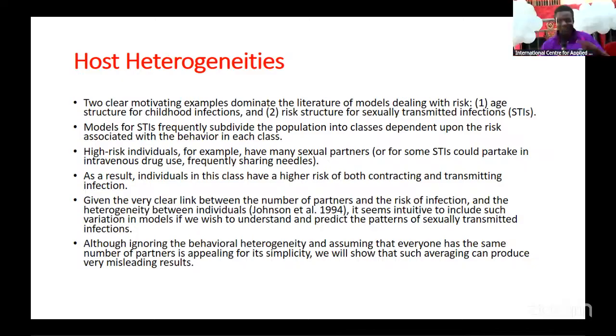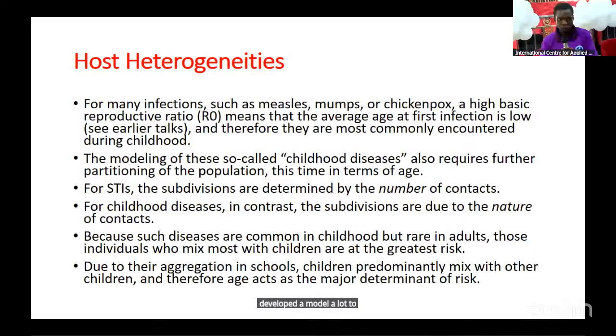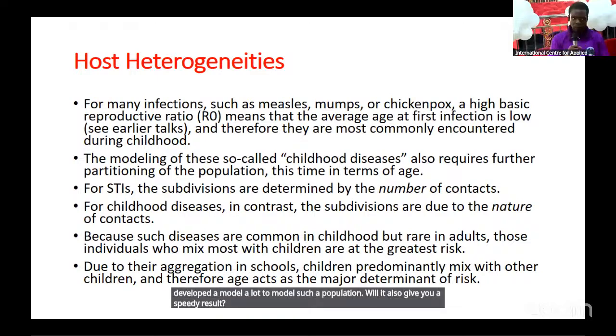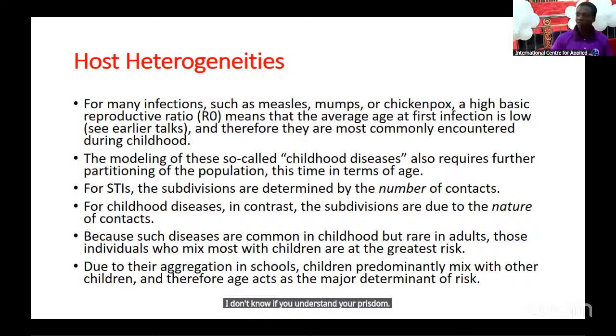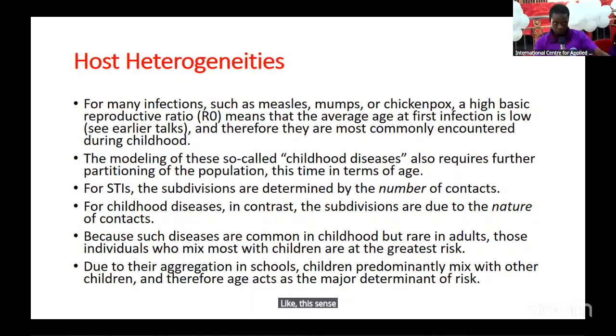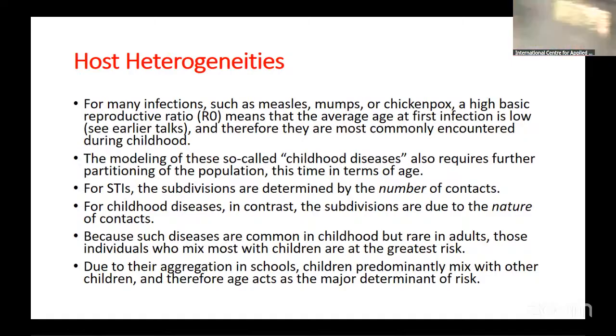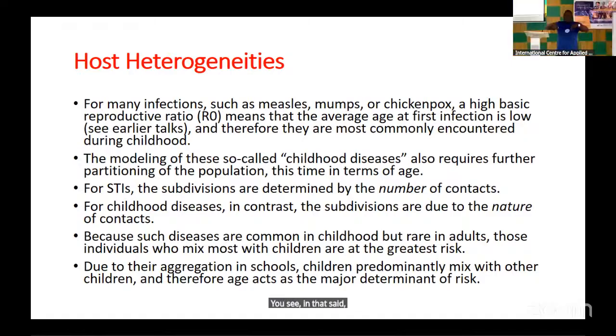If you are to develop a model for such a population, will it also give you a misleading result? I don't know if you understand the question. If I look at a system, for example, one man, one wife, like a Christian setting, people in that setting are also married to more than one. Yes or no? Yes.